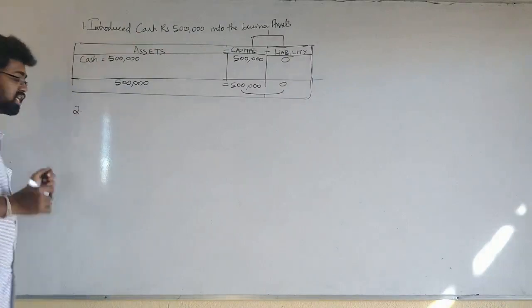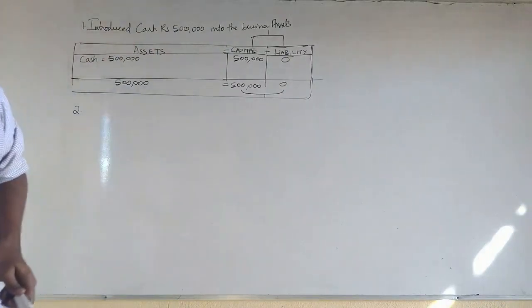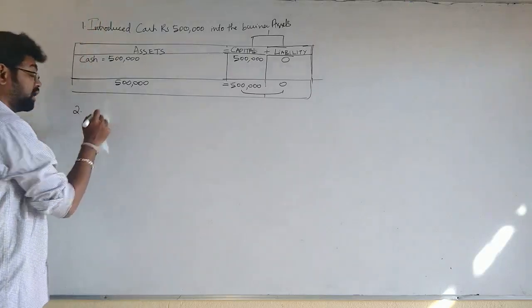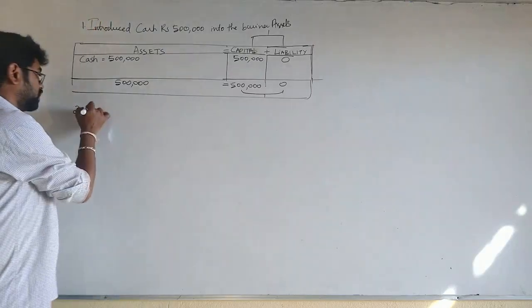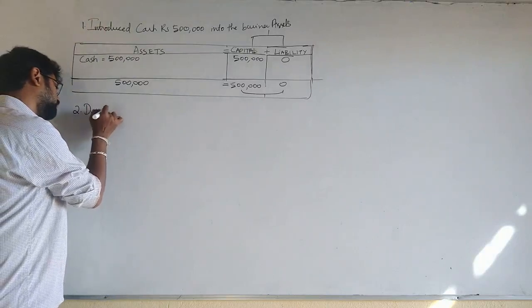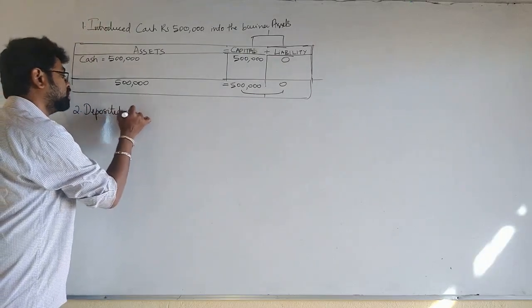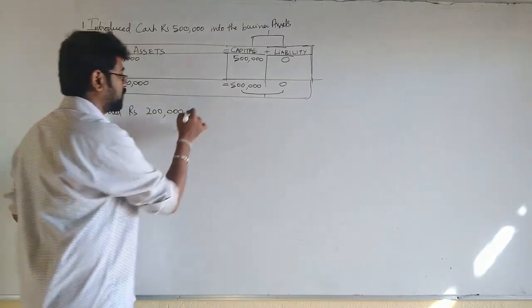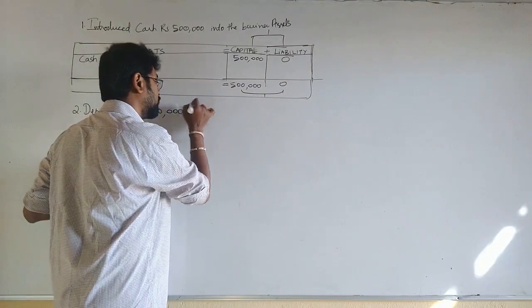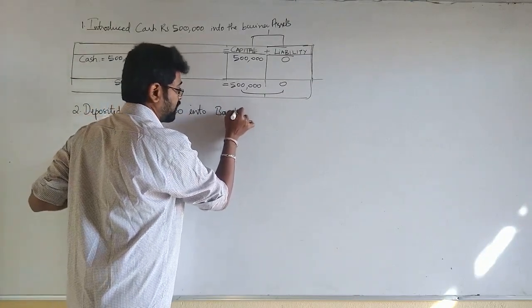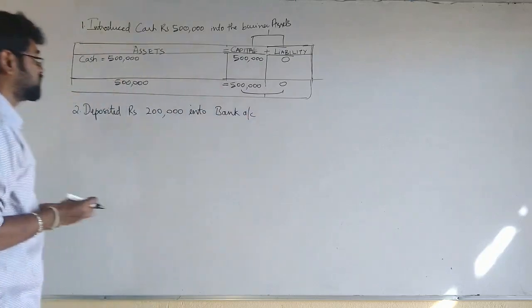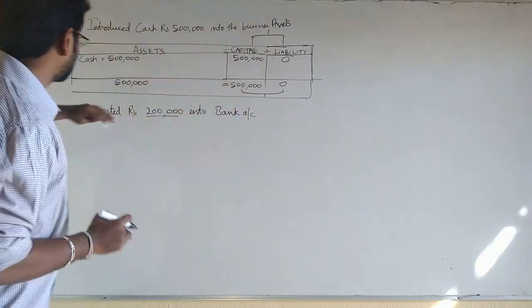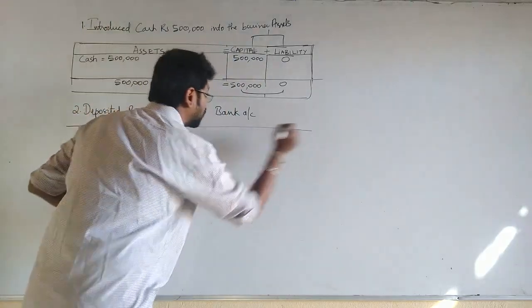Okay, so we will go to the second transaction. What is the second transaction? Sorry, the second transaction is: deposited rupees 2 lakhs into the bank account. Deposited rupees 2 lakhs into the bank account. Now in the same way you need to draw lines here also.